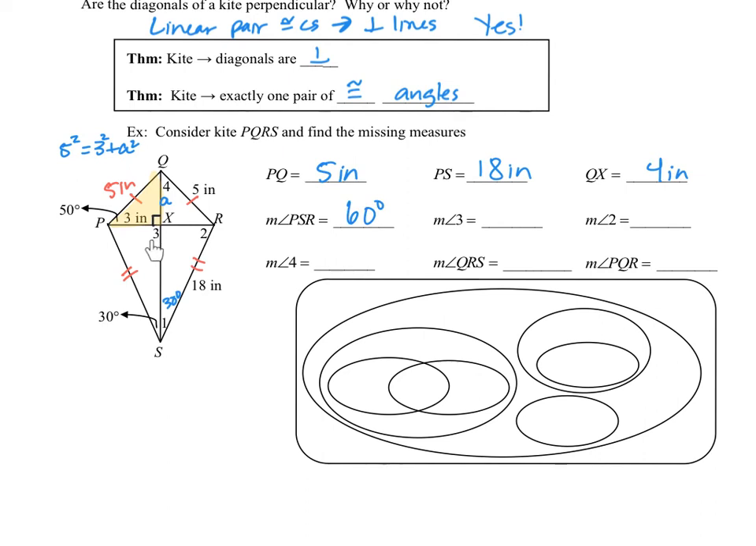Well, the measure of angle 3 is going to be 90 degrees. Remember, the diagonals of a kite are perpendicular, so the measure of angle 3 is 90 degrees. Okay? Next, let's find the measure of angle 2.